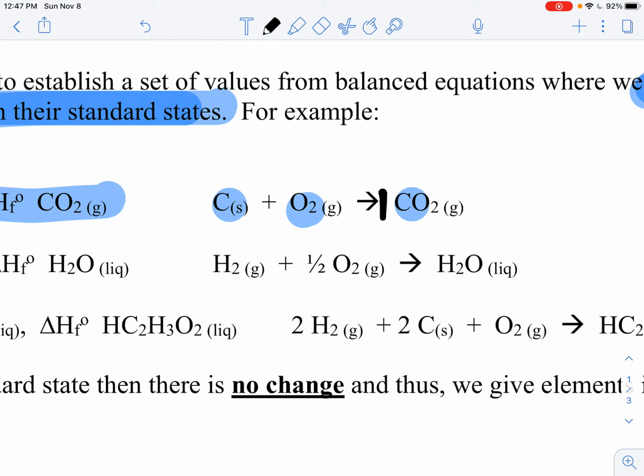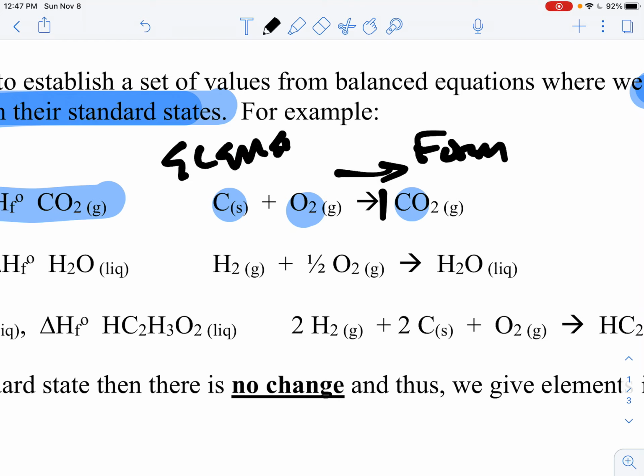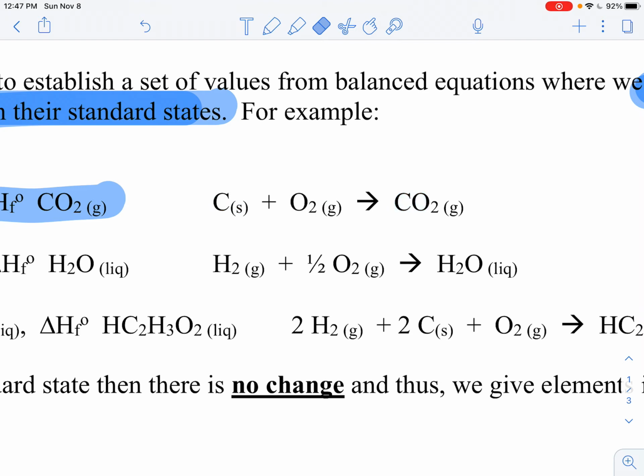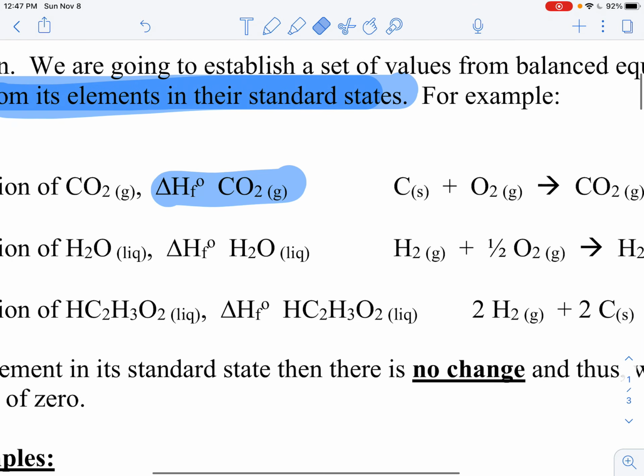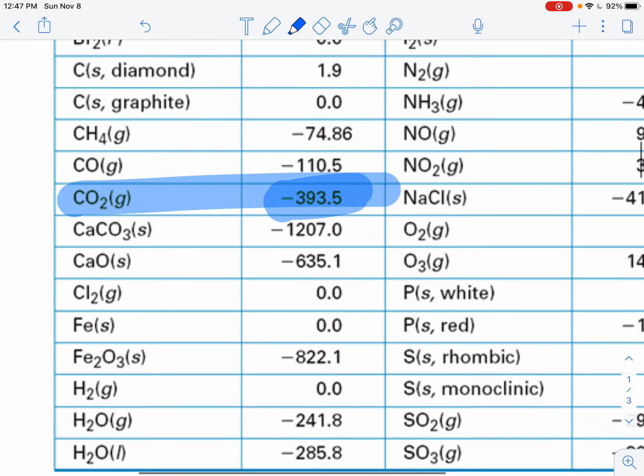Carbon plus oxygen goes to carbon dioxide. You are forming 1 mole of it because it's a product. You are forming it from its elements, and those elements have to be in their standard states, like they would be at normal temperature. So carbon's a solid and oxygen's a gas. You can't have gaseous carbon or solid oxygen. That doesn't make any sense. So you are forming 1 mole of a substance from its elements in their standard states.